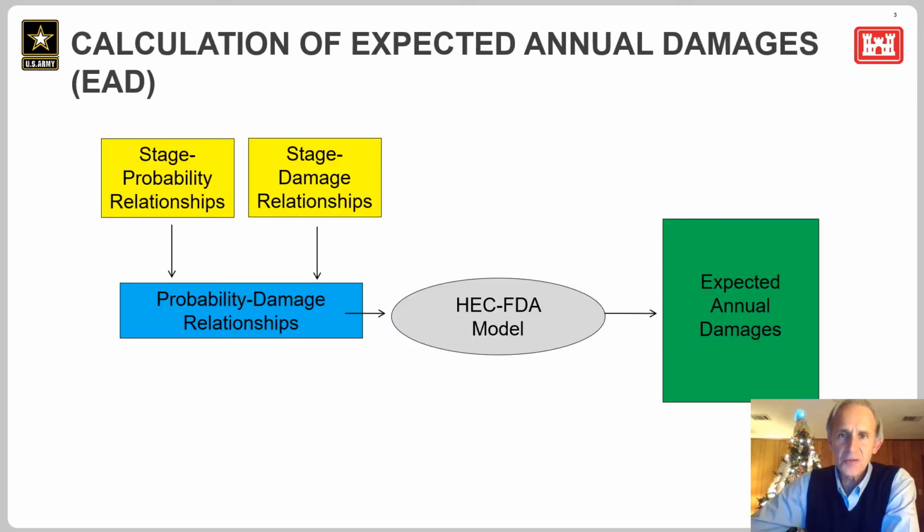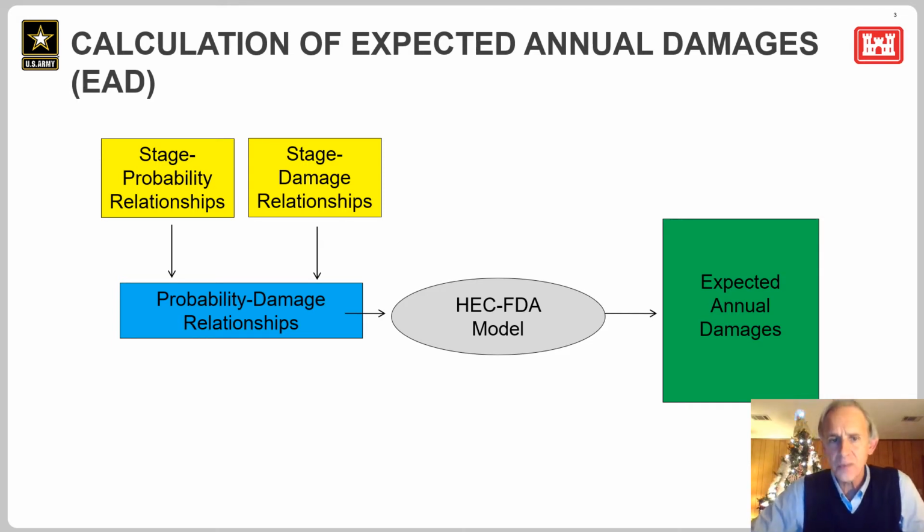Before getting to that exercise, I just want to go back and make sure that where we are right now is the point of calculating expected annual damages. We've talked about stage probability relationships, which were the engineering input, and then economic inputs: the structure inventory, which included the structure value, the first floor elevation, and the depth damage relationships. All that was used to calculate the stage damage relationships. Now we have two common things, stages, so we get our probability damage relationship, because the stages are associated with a probability and with a damage.